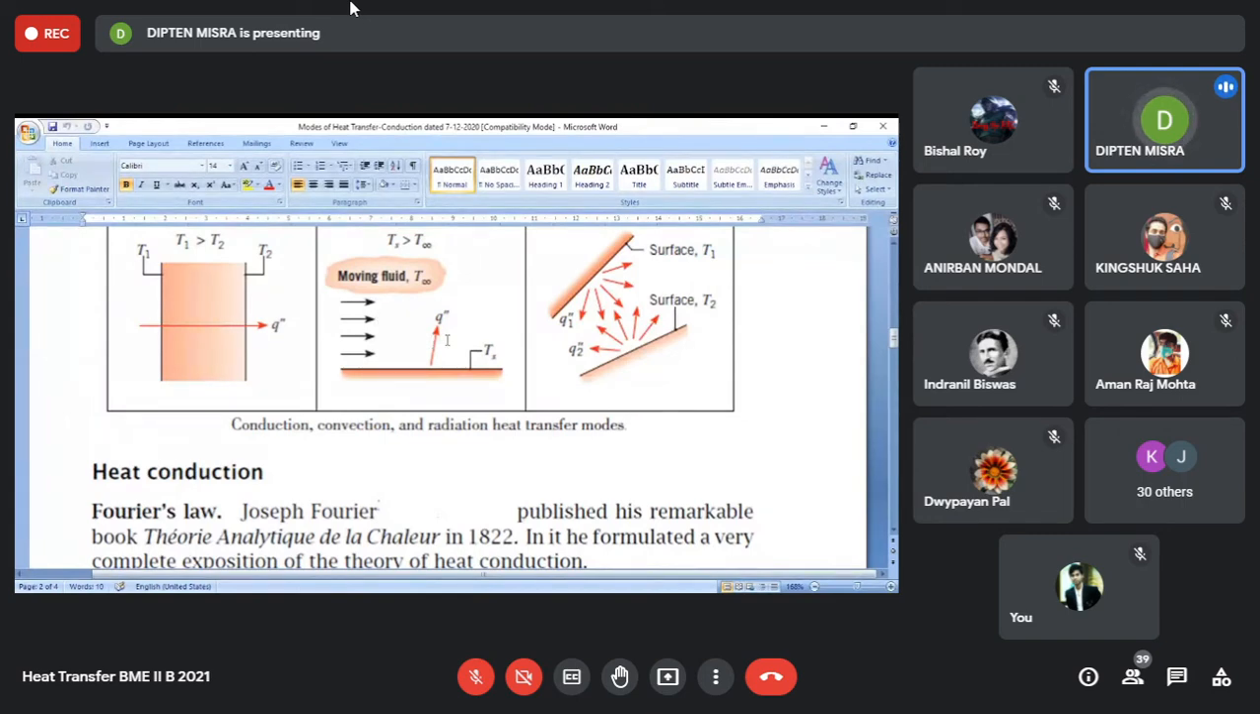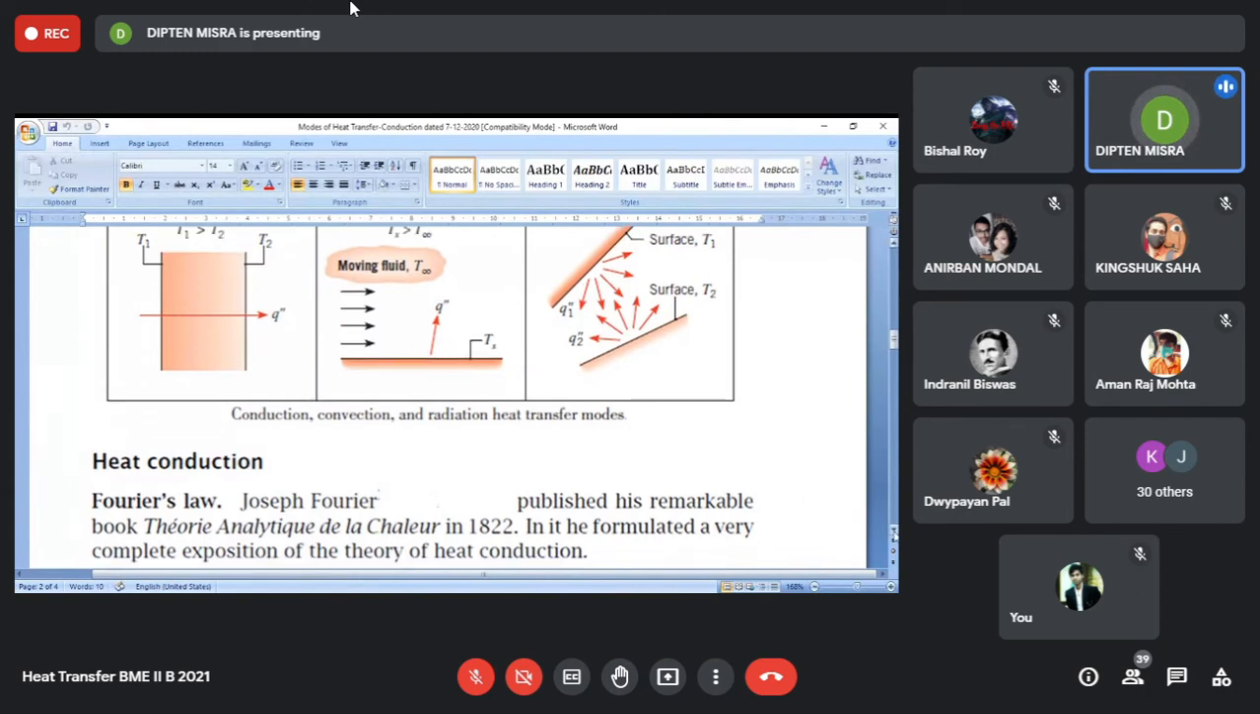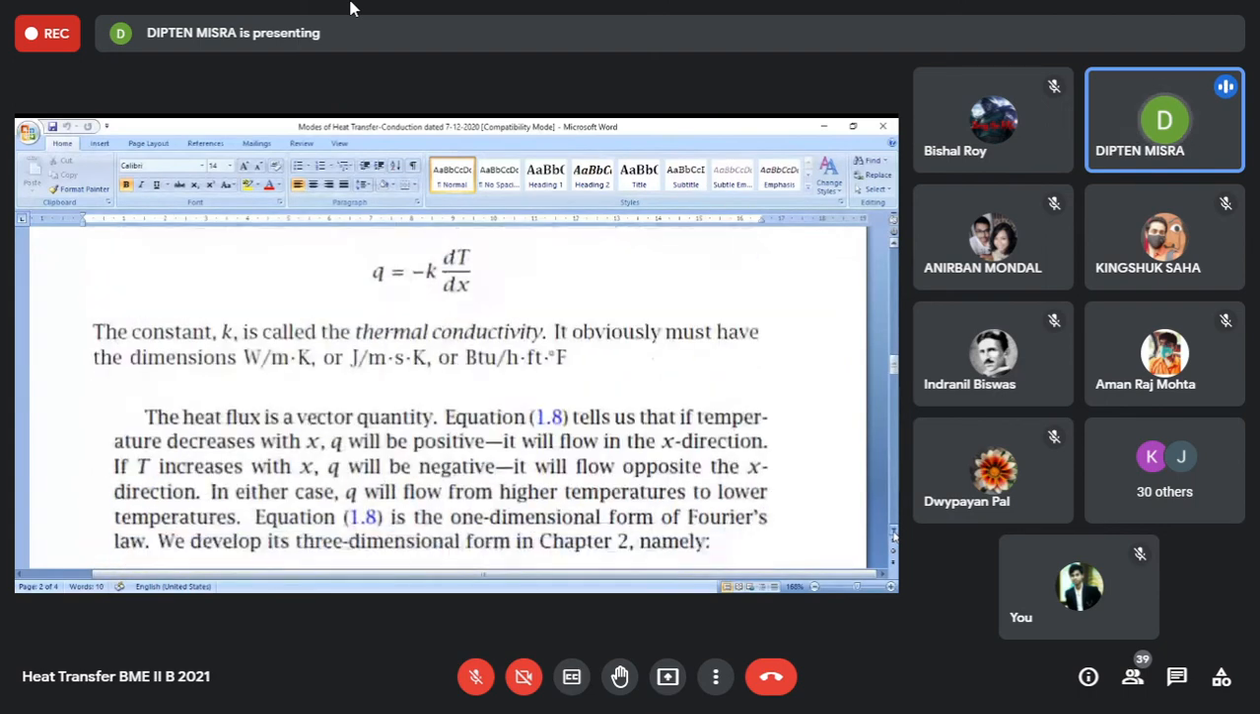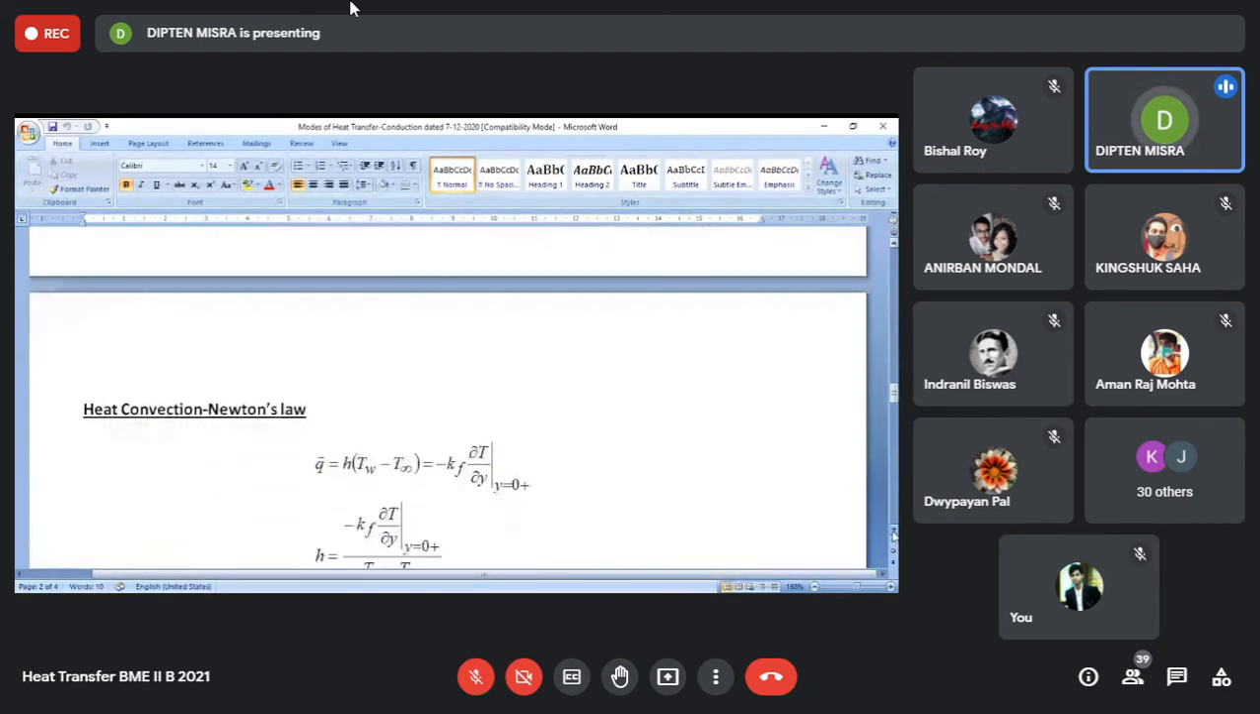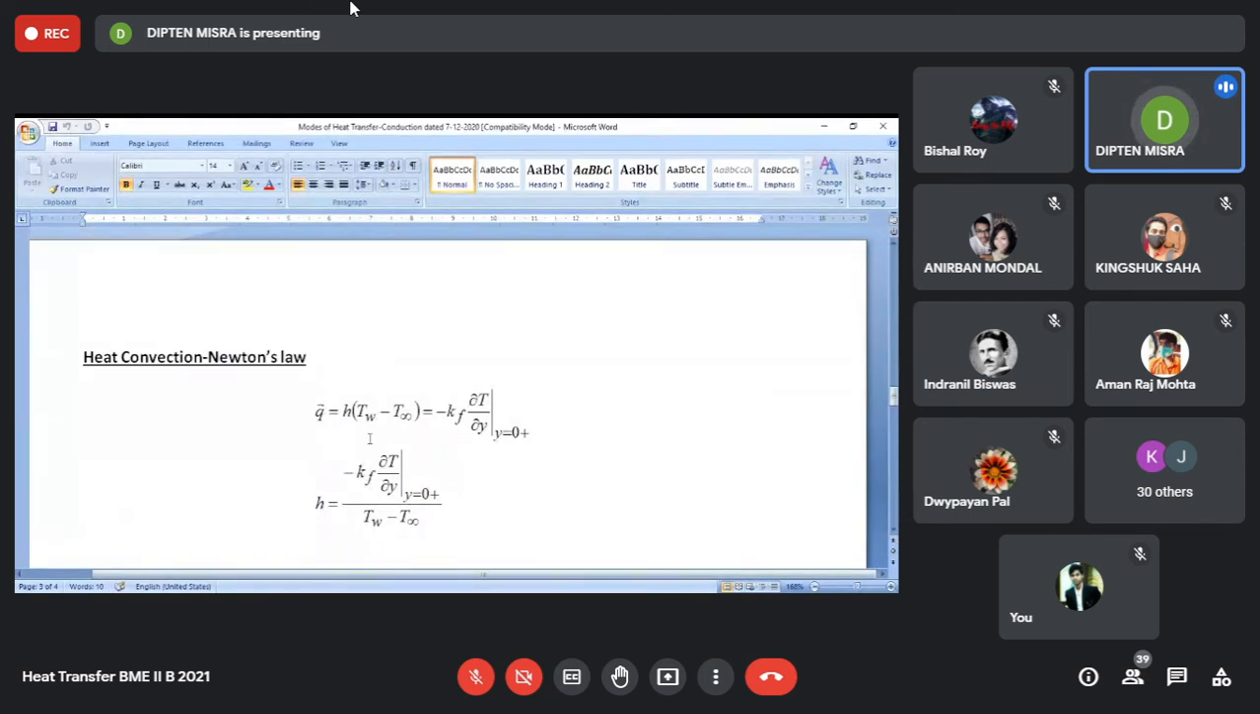So we define a constant known as H, called the convection coefficient, or coefficient of convection. Accordingly, we define the convective heat flux as equal to a constant H multiplied by delta T, the temperature of the wall minus the free stream temperature. The convective heat flux is given by the coefficient of convection multiplied by the temperature difference Tw minus T ambient, or T free stream.